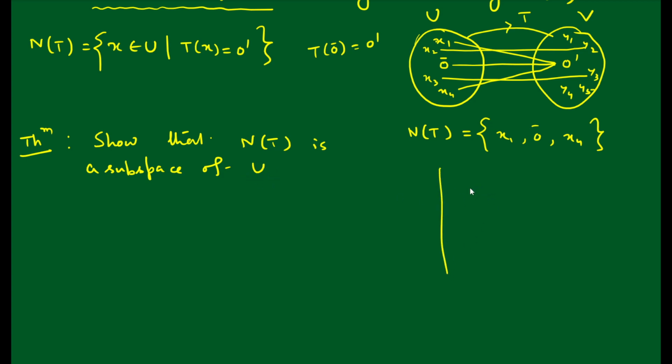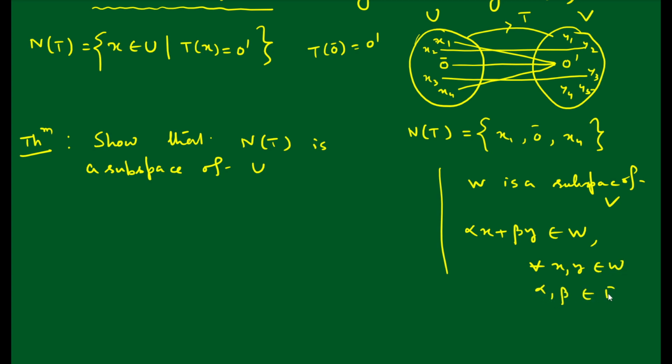So we have: W is a subspace of V. There is one definition, right? W is a subspace of V if alpha x plus beta y belongs to what? W, for all x comma y belongs to W and alpha beta belongs to what? Field. So the same definition will apply here. Okay. So what to show? We have to show that N of T is a subspace.